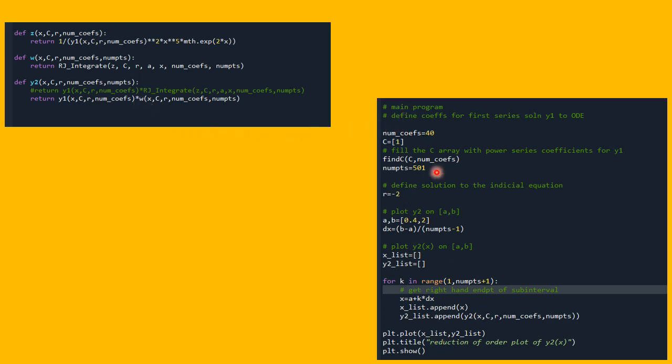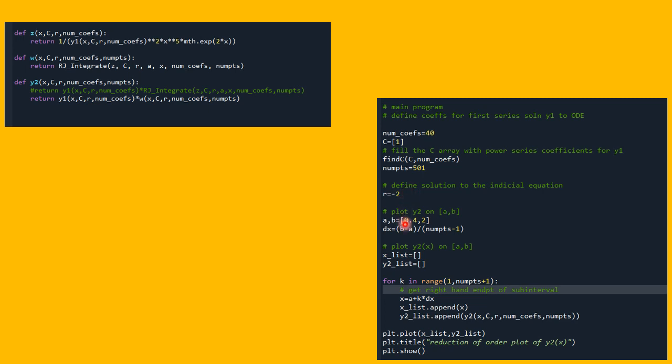Over here we have the main program. We set the number of coefficients equal to 40. That's how many terms we'll have in our series solution. We begin our list with C0 equal to 1, a list with one element. We use find c to find the coefficients for our solution y sub 1. We let the number of points be 501 for plotting later. R equals -2 from the solution to the indicial equation.